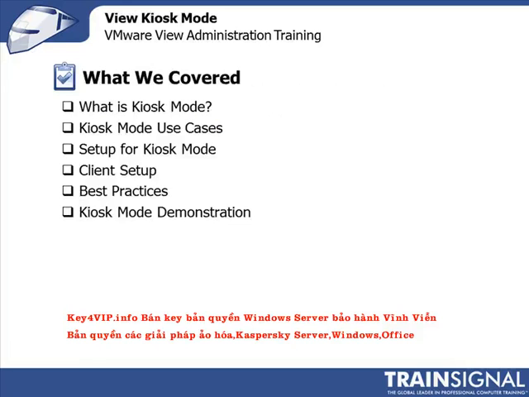So let's wrap up. We started talking about what Kiosk Mode is, and how it'll look within your View environment. Then I covered a few of the use cases in which Kiosk Mode makes a lot of sense, and could bring a lot of value to your business. Then we covered the steps that it takes to set up Kiosk Mode, including the commands that need to be run on both your connection server and on your client device. I then gave you a few best practices when setting up Kiosk Mode. And finally, I did a quick demonstration of how to set up Kiosk Mode and what it looks like from a client perspective. So that's all I've got for Kiosk Mode.